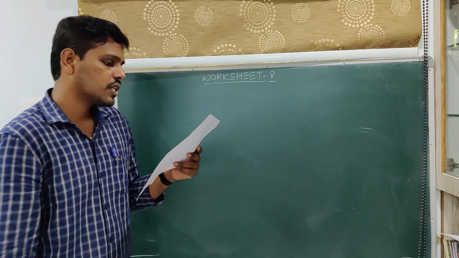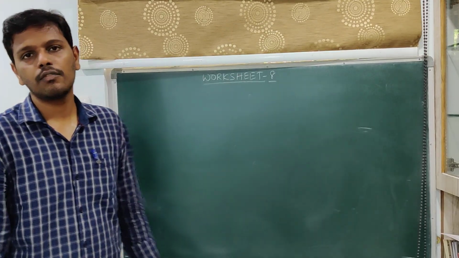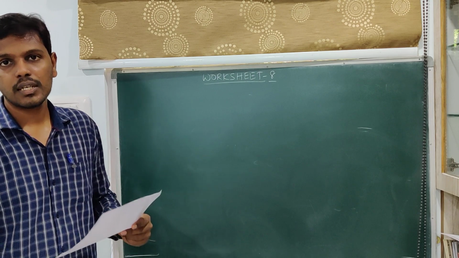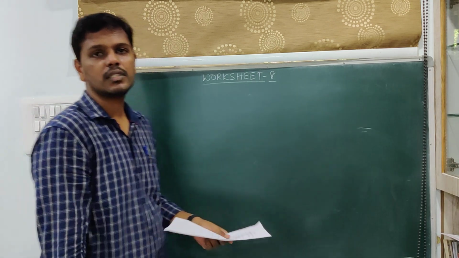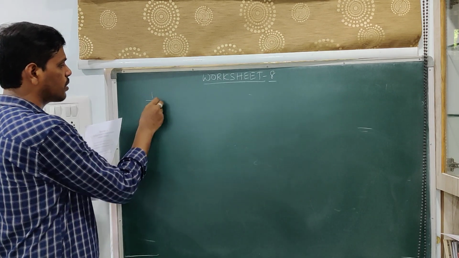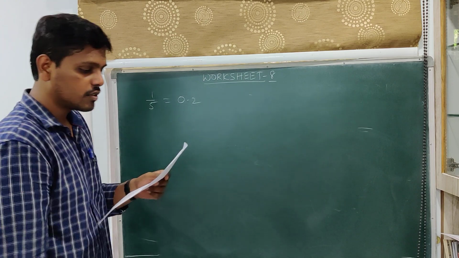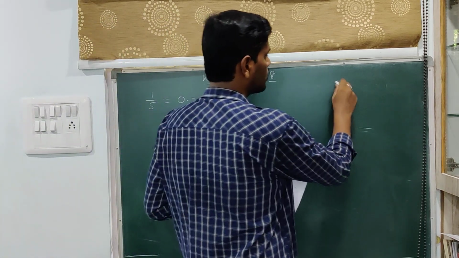Find any two irrational numbers between 1 by 5 and 2 by 7. First convert them into their respective decimal expansions, then that will be easier for us to find any number of rational numbers. So 1 by 5 is how much? 0.2. 1 by 5 is 0.2. Now calculate 2 by 7. 2 by 7 is how much?